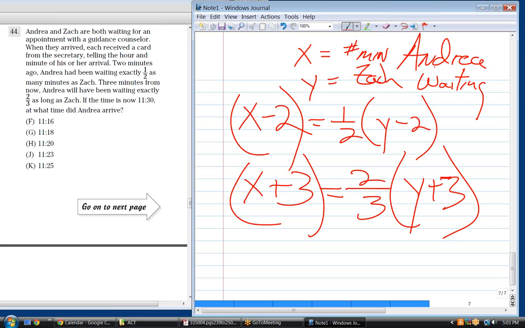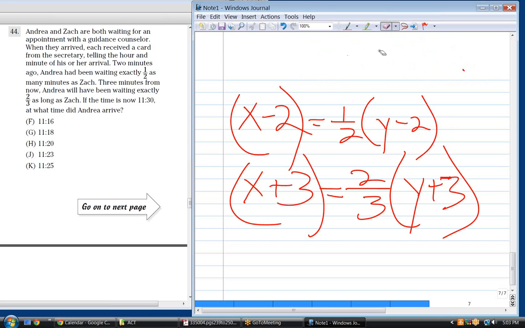Okay, so there you go. There's 2 equations and 2 unknowns. That will allow us to solve for x, which will give us our answer of 1123. Super easy to solve these 2 equations and 2 unknowns, but it's not that hard.